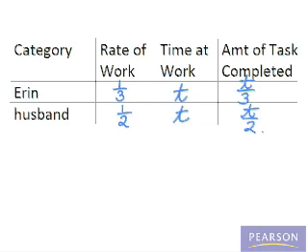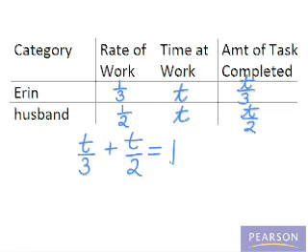The total job in this case is 1 room. So we're going to take Erin's amount completed plus her husband's amount completed, and that's going to equal 1 room. So we have Erin's amount completed, t over 3, plus her husband's amount completed, t over 2, equals 1.